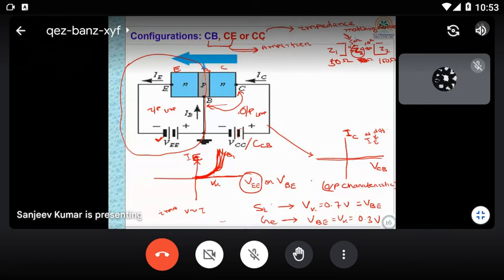Now here, if you see the three configurations I told, this is common base configuration, which we have already discussed last time. Here you can see base is common to both input and output. So that's why it is known as common base configuration.